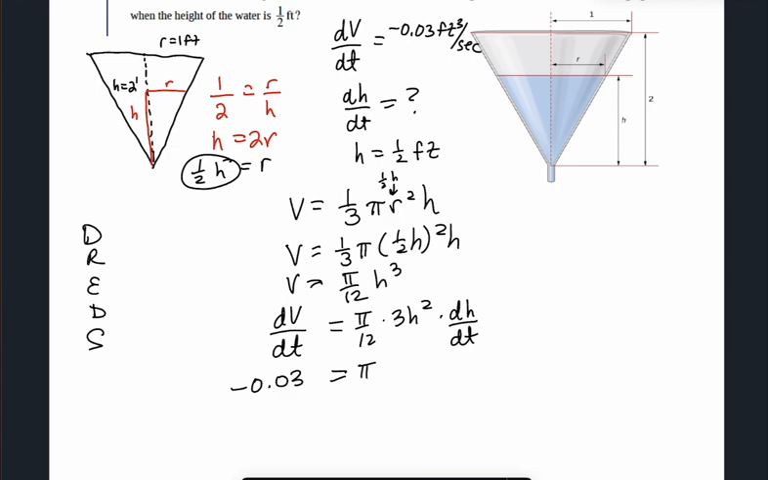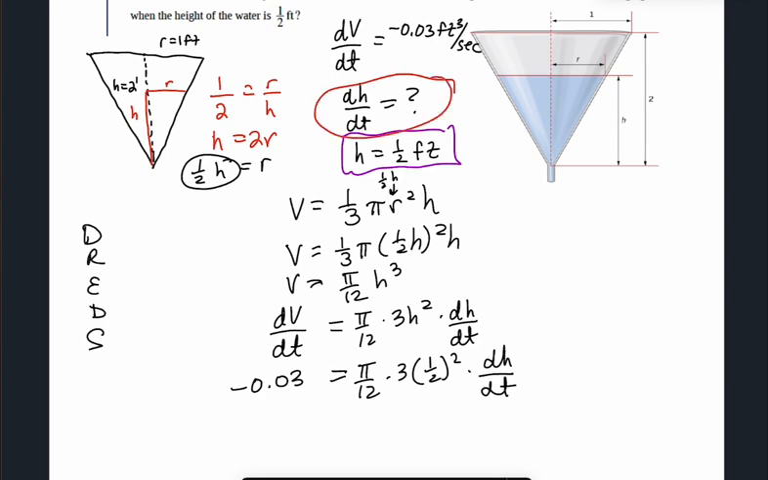And then we have pi over 12 times 3. Now, what is our h? Well, they said at the exact moment when our height was a half of a foot. So that's 1/2. And then the only thing, if you did it right, that should be missing was the thing we were looking for, dh/dt. And the only variable you'll notice there is dh/dt.